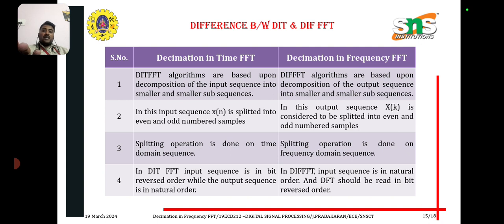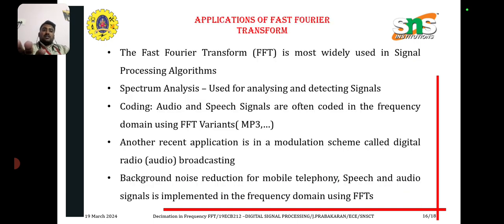In the decimation in time algorithm, the input sequence is in bit reversal order while the output sequence is in natural order. Here, the input sequence is in natural order and the DFT should be read in bit reversal order. This is the difference between both, and one of the applications of the fast Fourier transform is spectrum analysis.